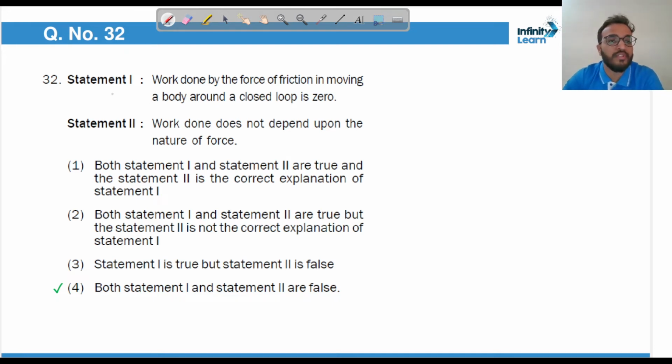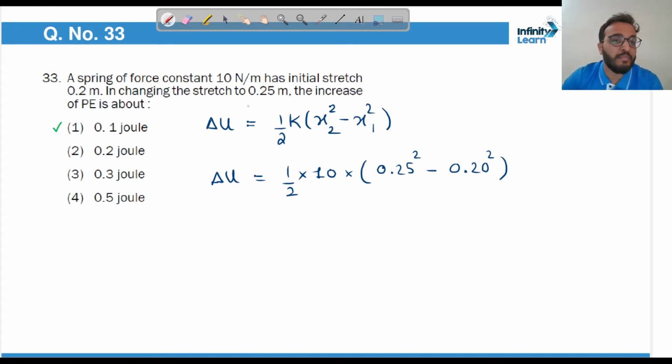32. Work done by friction in moving around a closed loop is 0. Work done by kinetic friction is definitely zero. Sorry, not kinetic, work done by static friction might be zero, but we are talking about kinetic friction only. So they are saying that work done by force of friction in moving a body around a closed loop is non-zero, first of all, because the work done by friction doesn't depend upon the path. Work done does not depend upon the nature of force. No, it depends upon the nature of force. If it is gravitational force, then it is different. If it is frictional force, then it is different. So both are wrong.